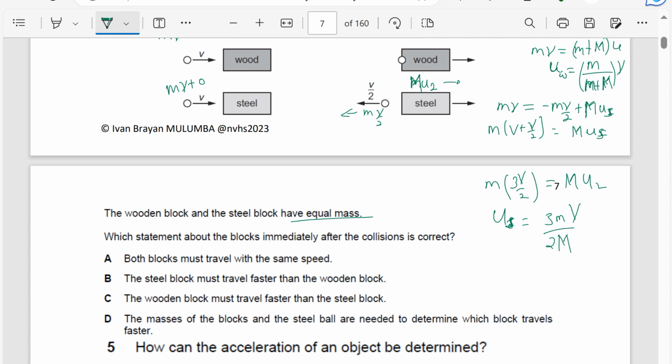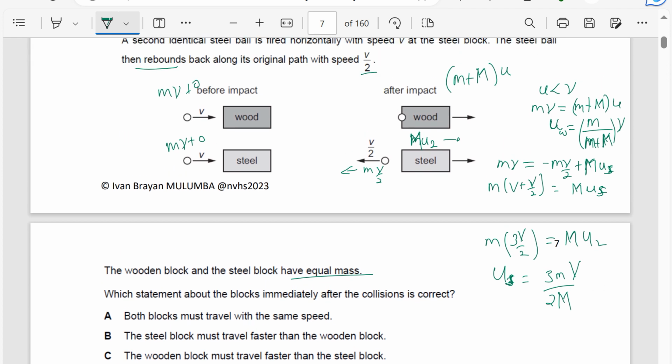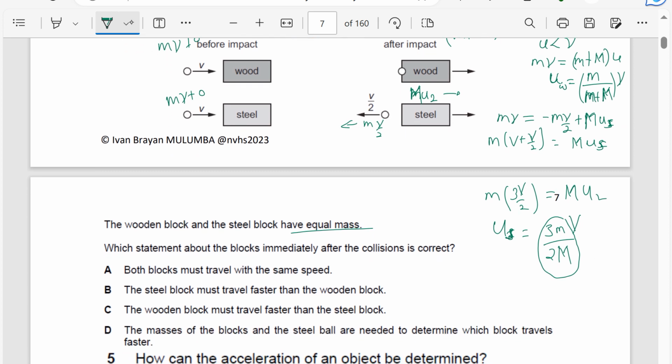Compare u for the steel with u for the wooden block. Which one is bigger? They're all multiplied by v, but I want you to notice that this quantity here, 3m over capital M, is bigger than this quantity here, which is m over m plus capital M. So it means us is greater than uw. We are just comparing this quantity here with this quantity here, which I have circled. And notice that this 3m over 2 capital M is bigger than m over small m plus capital M, which means us is greater than uw.